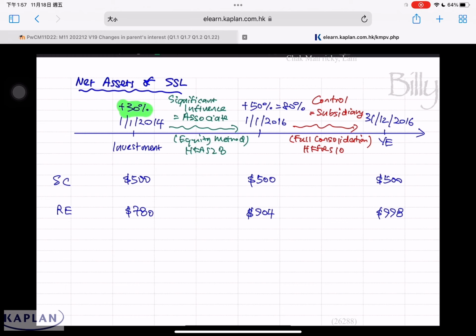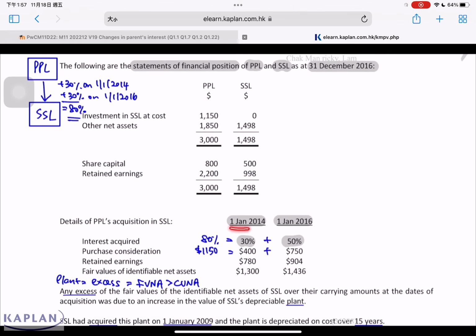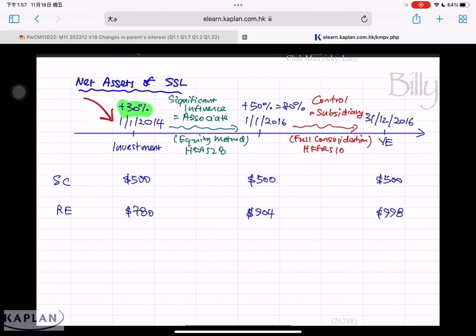For the 30% associate, on the day we obtained significant influence, we have to take note of the assets and liabilities of the associate because they affect our share of profits. At this date, the question mentioned that the fair value of assets equals 1003. Any excess is due to the plant. Take 500 plus 780 minus 1003, there's a difference of $20. This $20 is the PPSS. We only take note, we do not consolidate, because we do not have control, we only have significant influence.